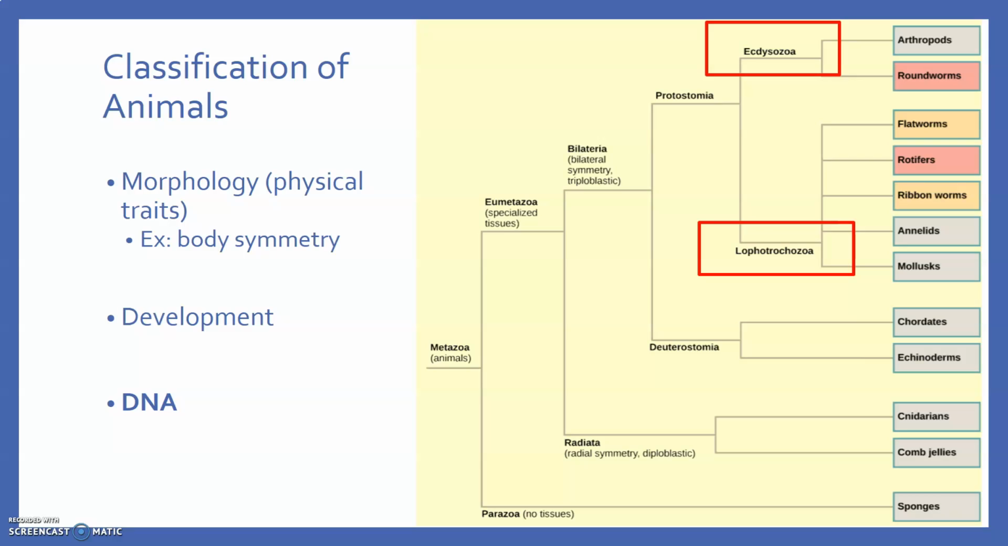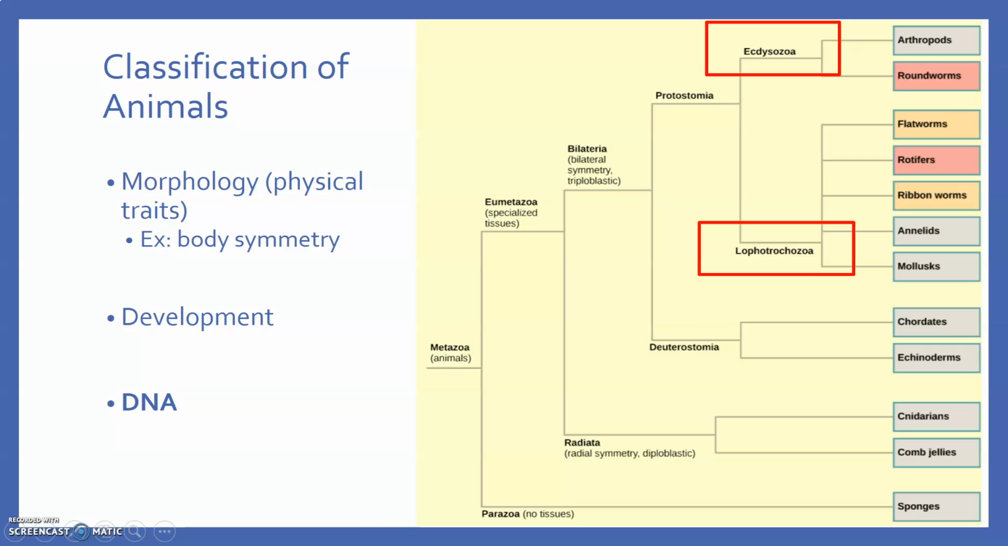And finally, development is still something that we can see on a macroscopic level. But if we really want to make distinctions between what an arthropod and a roundworm are, or distinctions between different types of worms here, we have to look at the molecular level and look at the DNA sequences. By comparing DNA sequences, we can group animals together, as well as find differences between their DNA sequences that allow us to classify them into different groups.